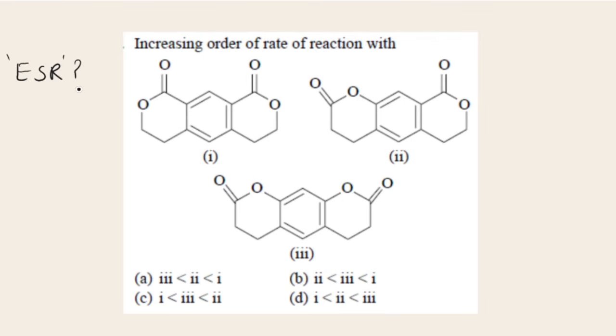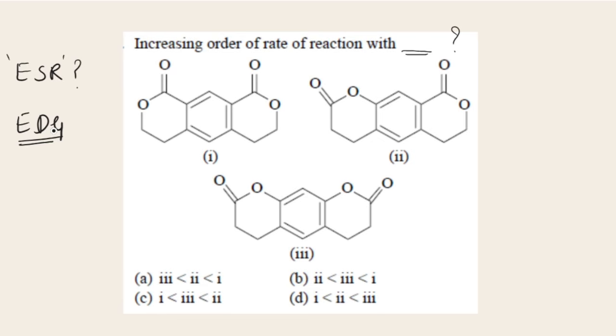How did I know it's an electrophilic substitution reaction, although it is not given here? Because benzene or any other aromatic molecule generally undergoes electrophilic substitution reaction easily rather than nucleophilic substitution or addition. Now, how do you know which molecule will undergo electrophilic substitution easily? If there are electron donating groups.